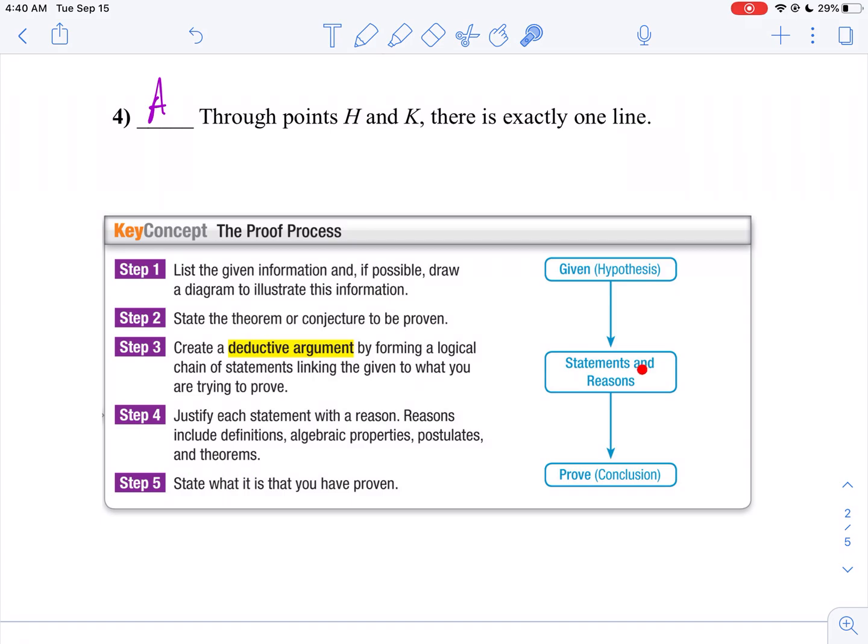We're going to use statements, reasons, logic, definitions, and postulates to come to a conclusion. Now, when we start this, it is kind of confusing. So we're going to start with something we already know how to do. We're going to do a little algebra here to do the proof.